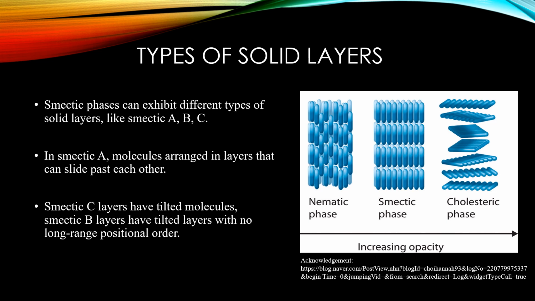This tilt creates a more complex structure and can lead to chiral properties if the tilt direction is consistent across the layers. Next, there is smectic B. In this phase, the molecules within each layer exhibit crystalline order, forming a hexagonal lattice. This added level of positional order gives smectic B more solid-like characteristics compared to the other smectic phases.